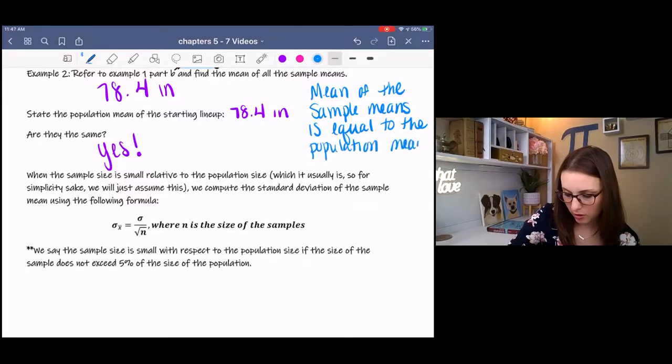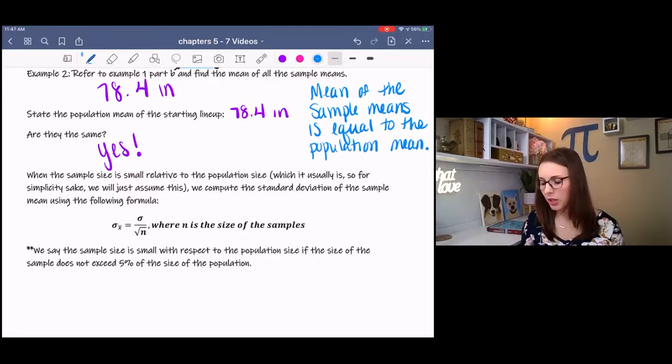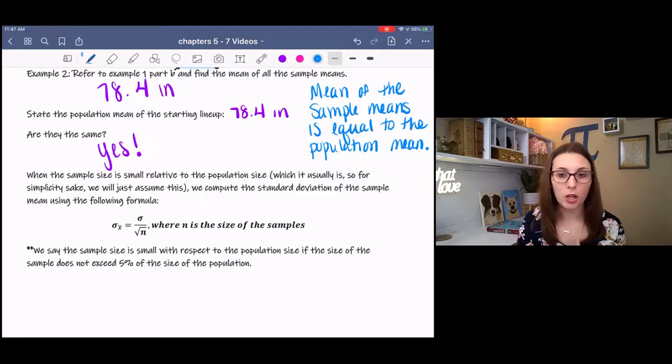So it's not necessarily enough to just find the mean of one sample. And that's what we've been doing in chapters 1 through 4. We've been generating one sample and finding the mean, median, mode, standard deviation, range, drawing a box and whisker plot, all this stuff for one sample. Well, that's not really going to be representative of a population.